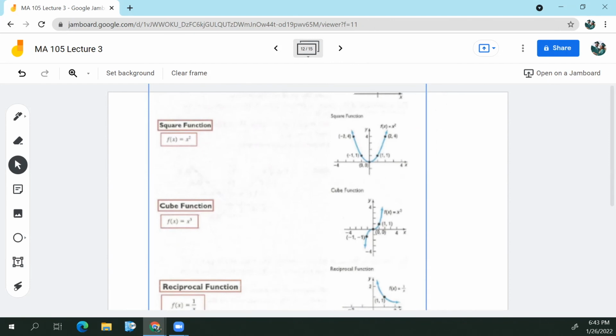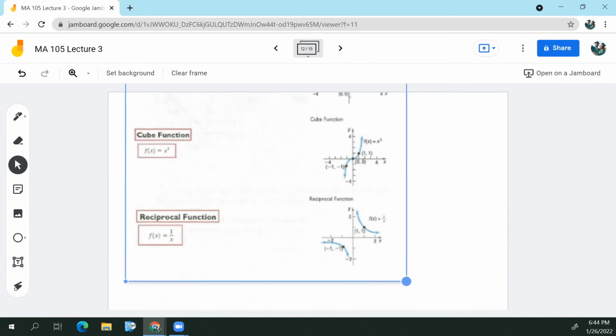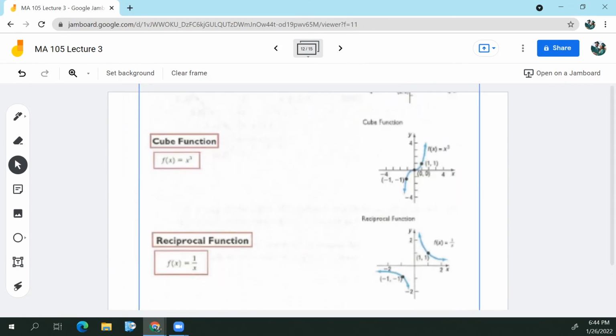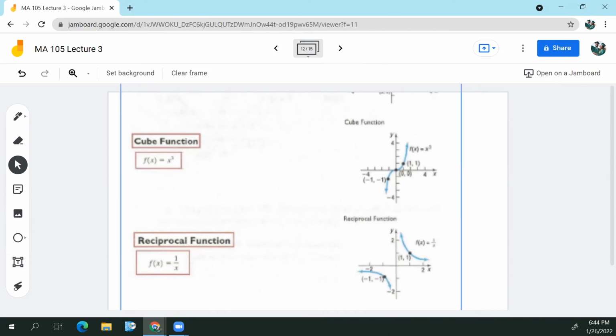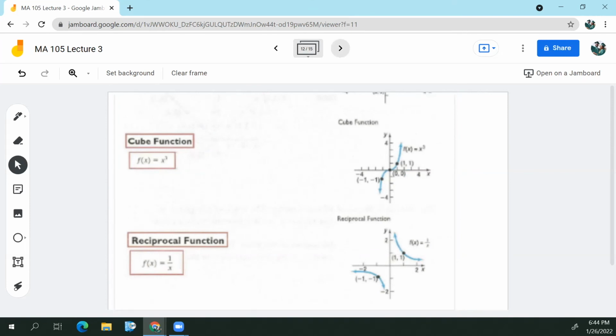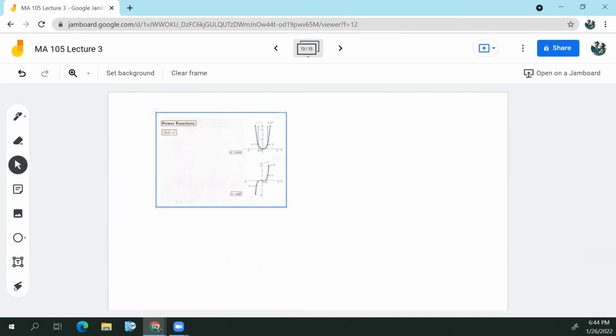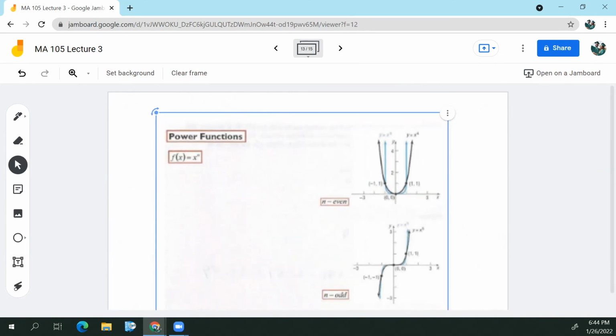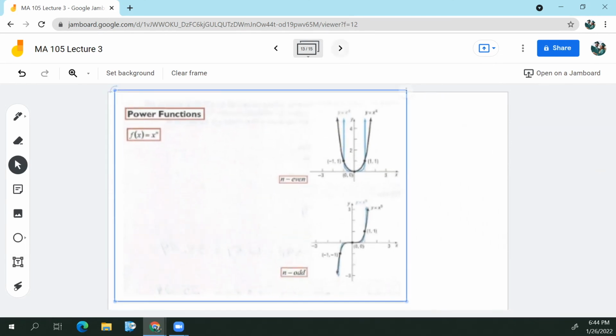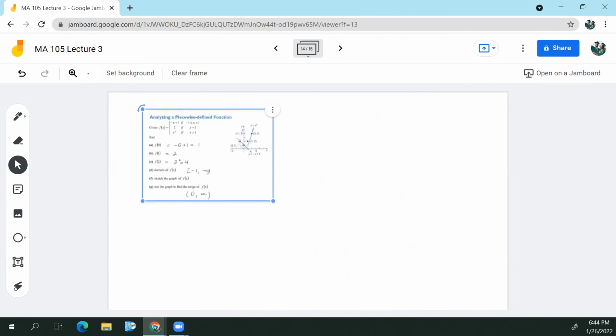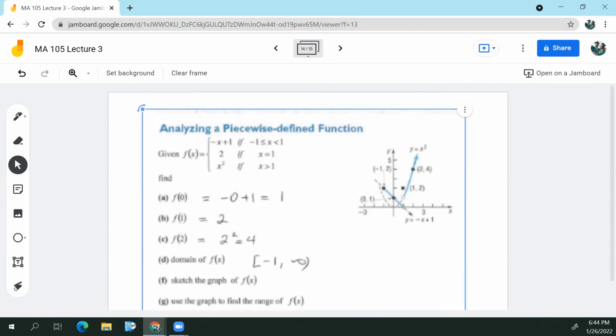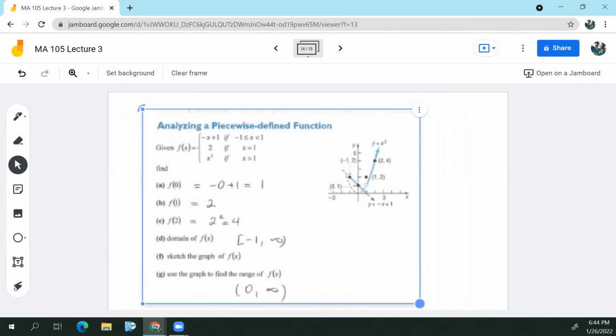Square functions, we've been talking about a little bit. Anybody remember what this shape is called? Starts with a P. Parabola is a real weird word, but basically that's what these are. Cube functions are odd, and they kind of look like a guy who's got one arm down, one arm up. Reciprocal functions and power functions, we're going to get to those a little bit later in the course. And we're going to talk about piecewise defined functions.